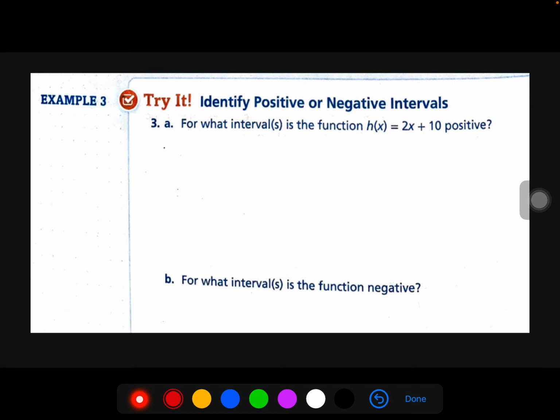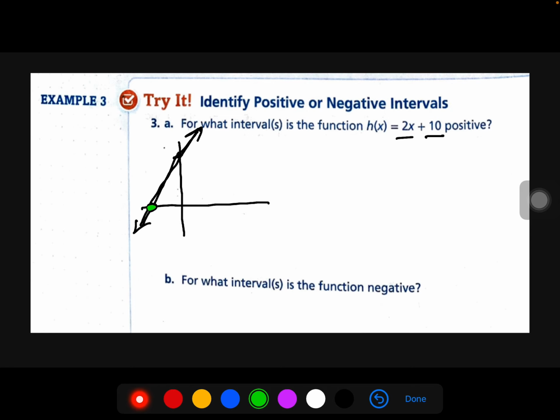For what intervals, for what values, is this function positive? Well, this looks like a line here. We've got our slope and our y-intercept. So if we are to graph that, our y-intercept is 10, and then it's got a slope of 2. So it's somewhere around there. We want to find what that value is because to the right of that point, exclusive of that point, the function is positive.